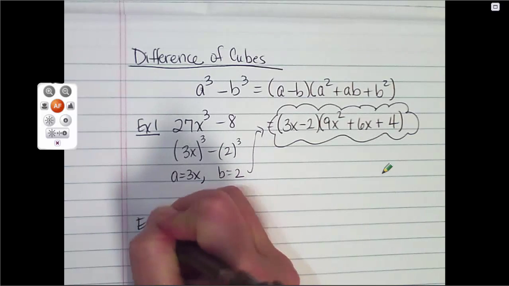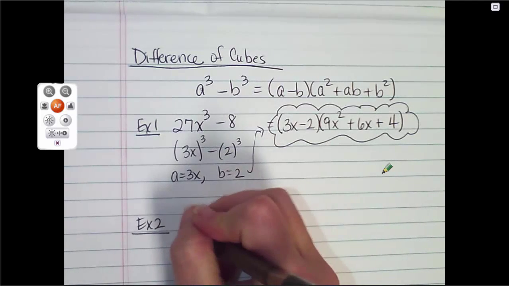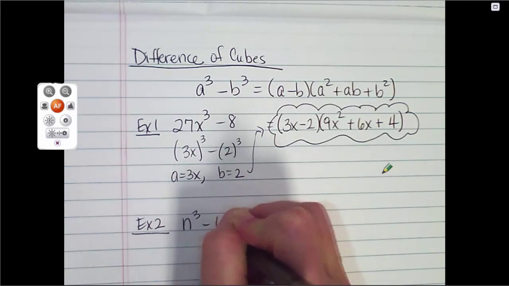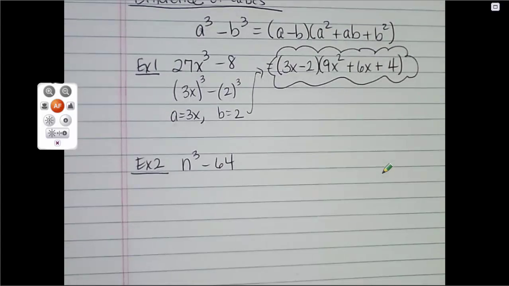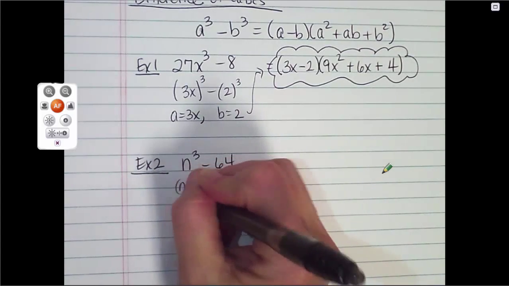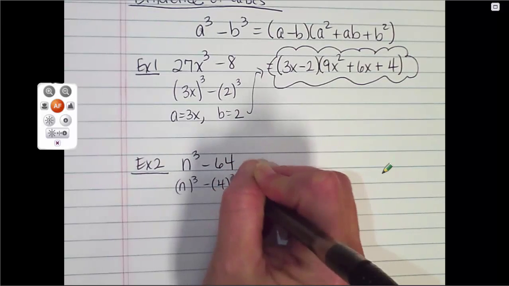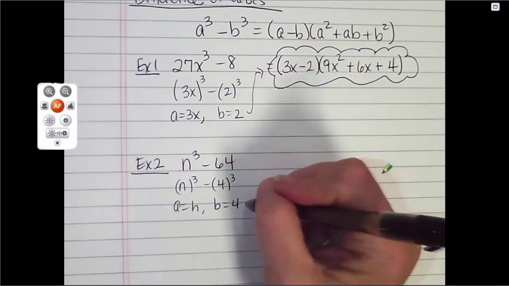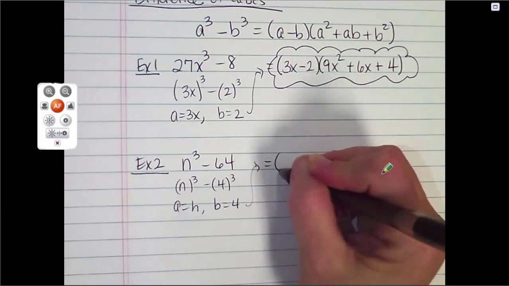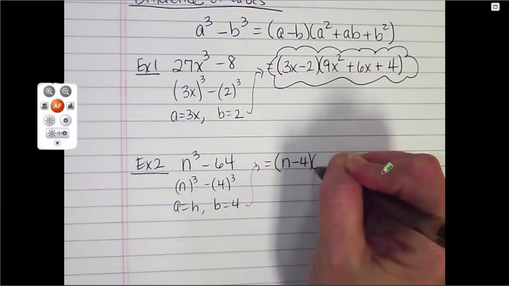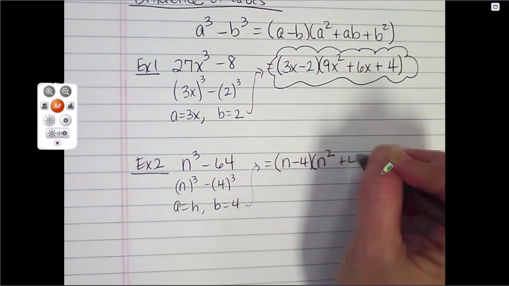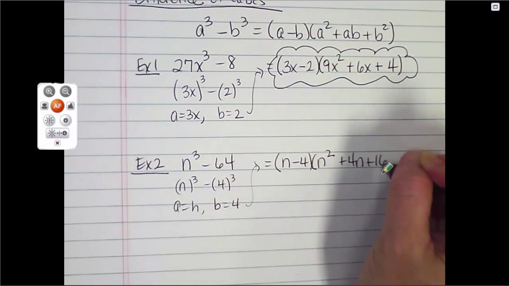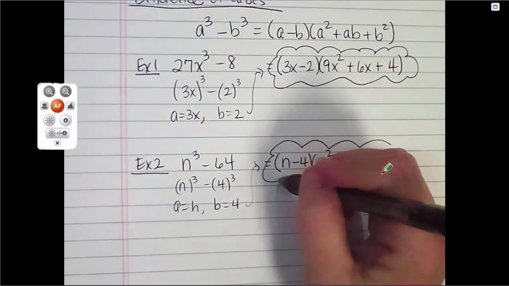For our last example, we'll factor n cubed minus 64. I'll rewrite n cubed as n all cubed, and 64 is 4 all cubed. So a is n, and b is 4. Substituting back in, we get n minus 4 times n squared plus 4n plus 16.